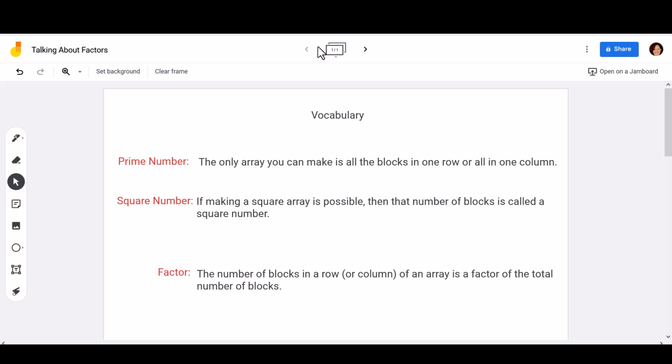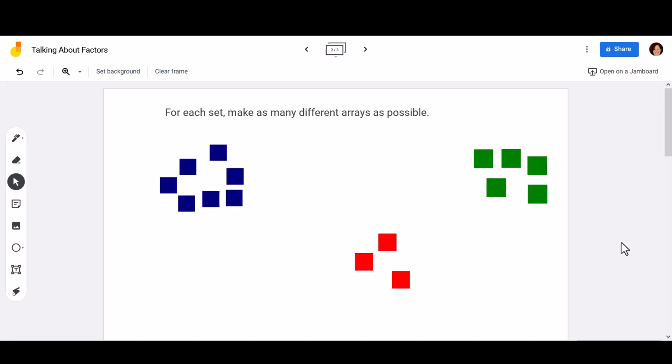We're going to use arrays in this Jamboard activity set to reinforce the idea of prime numbers, square numbers, and factors. For each color set of blocks here, have them play around a little bit and try to see how many different arrays they can make out of any one of the color blocks. They'll only be able to make all in one row or all in one column because these are prime.